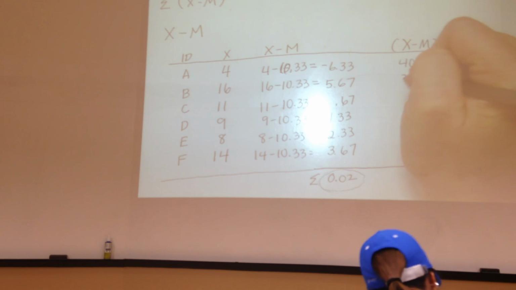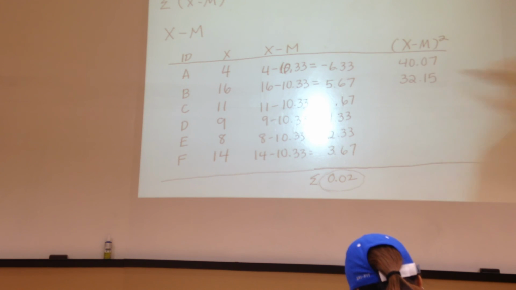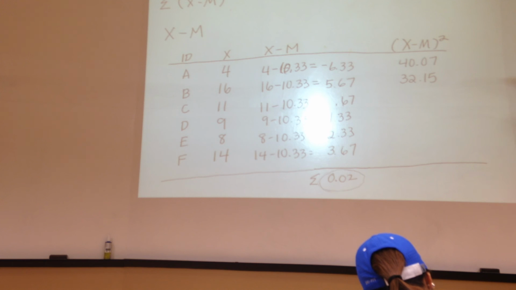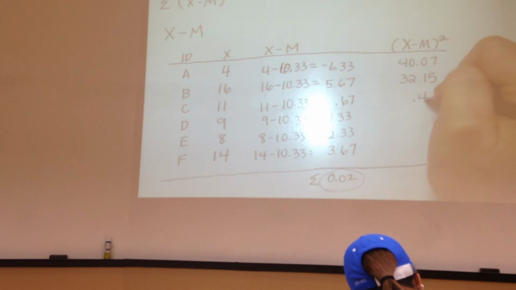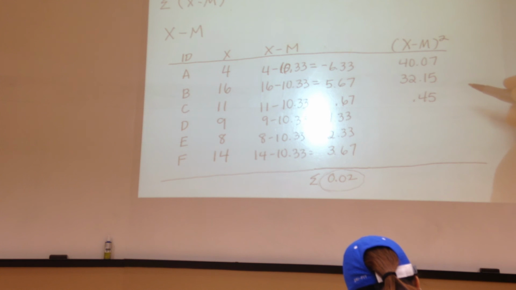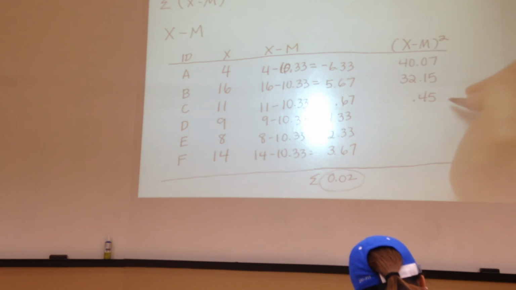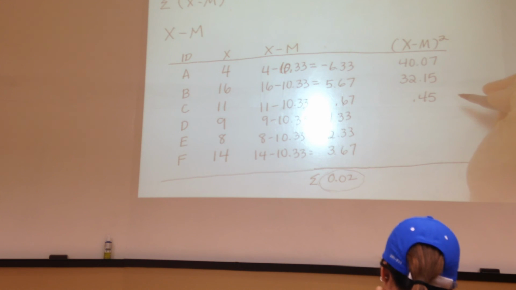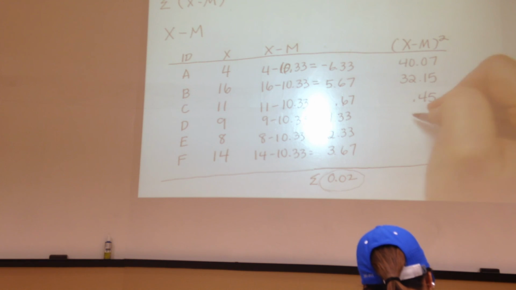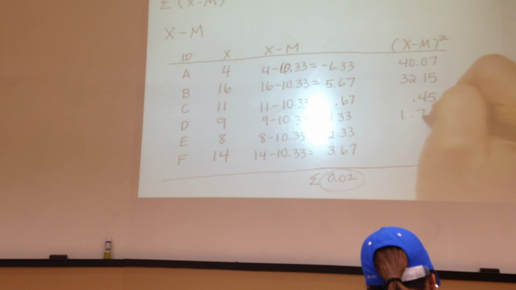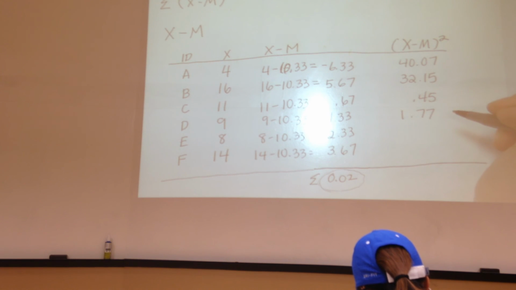32.15. Okay, what about 0.67? 0.45. 0.45? All right, negative 1.33. 1.77, yes. And negative 2.33 squared.